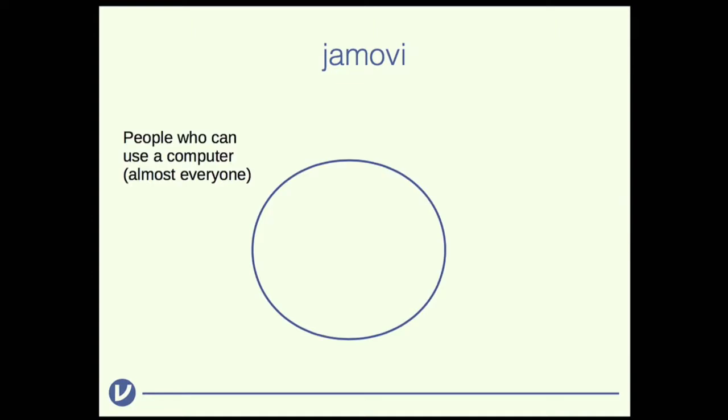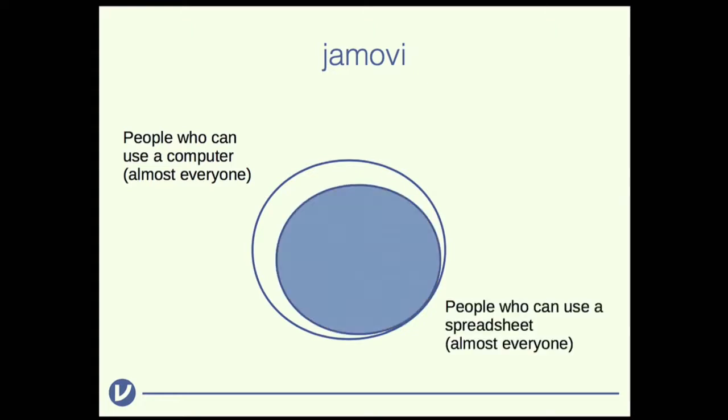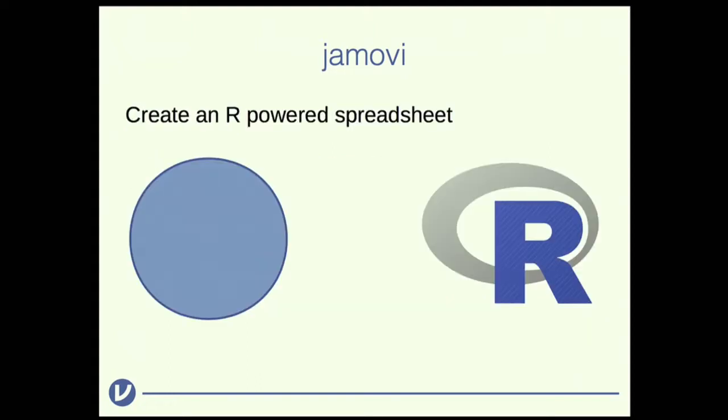And if I was to draw a circle representing everybody who knows how to use a computer, and then within that circle I was to shade everyone who's comfortable using a spreadsheet, I'd end up with something like this, which is to say that almost everyone's comfortable using a spreadsheet. And so a question that I asked is, can we create an R-powered spreadsheet and make R accessible to the masses, and at the same time invite people from the spreadsheet paradigm to the scripting paradigm? That is, can we bring these two communities closer together, or can we bridge these two paradigms? And that's really what Jamovi is all about.